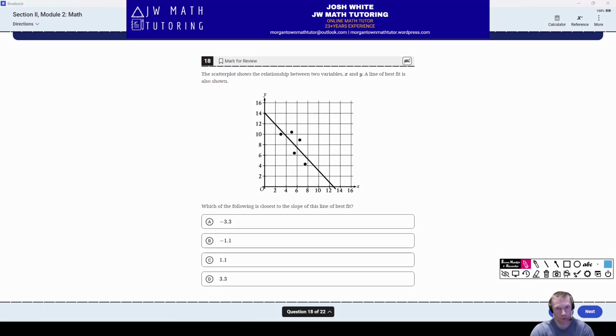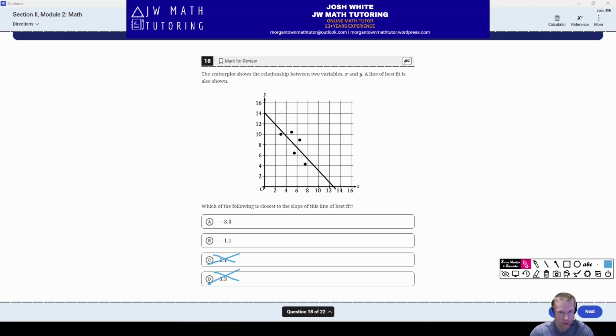All right, next up, we have a scatter plot with a line of best fit, and I want to know which of the following is closest to the slope. All right, so first of all, it's obviously not C or D because these slopes are positive and this line is going downhill, so this line is negative. So we can get rid of these right away.